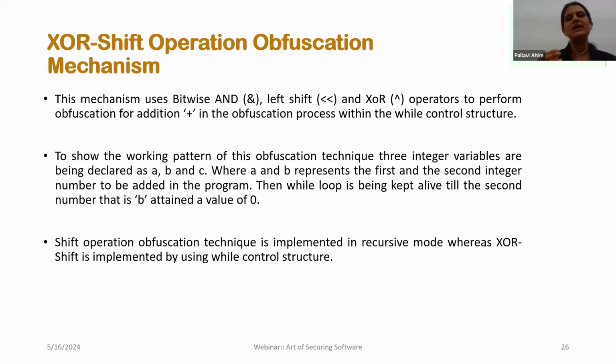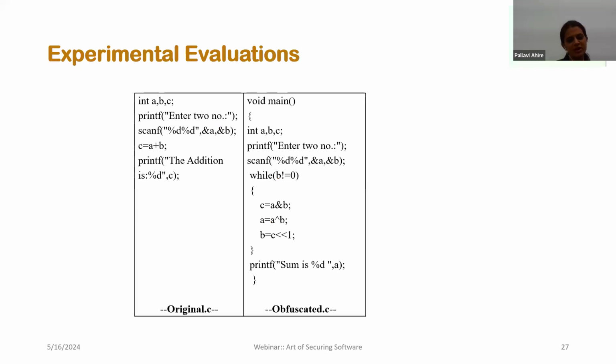But this code we have done with the help of a while loop, that is the while code structure. To show the working pattern, we have used three integer variables, A, B, and C. A and B take the two numbers, and C stores the resultant. Unless and until your while loop is alive and your second number B becomes 0, you can return number 1. So the shift operation mechanism was implemented in the recursive mode earlier, whereas here the shift is used with the help of a while loop. That means in the earlier example we used the concept of recursion. Here, we have not used recursion.